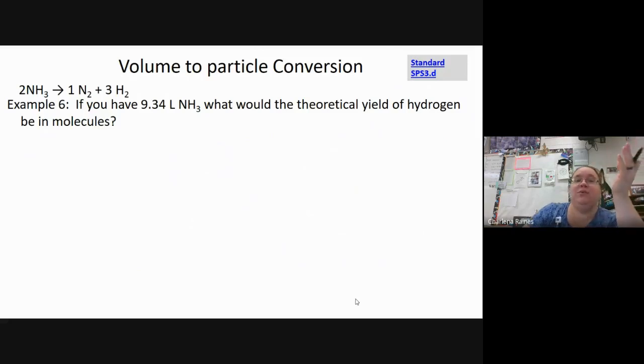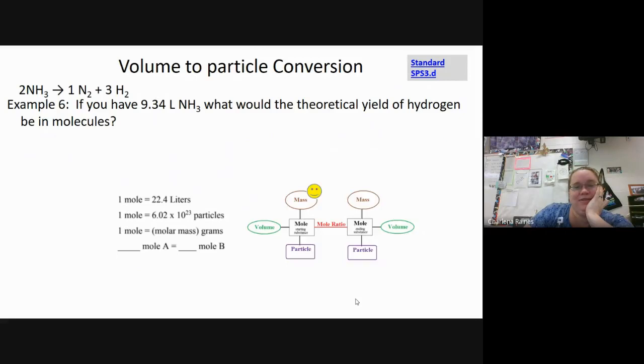There we go. That's the one. That's supposed to be volume particles. Copy and paste earlier was not my friend. So we're ignoring the smiley face.